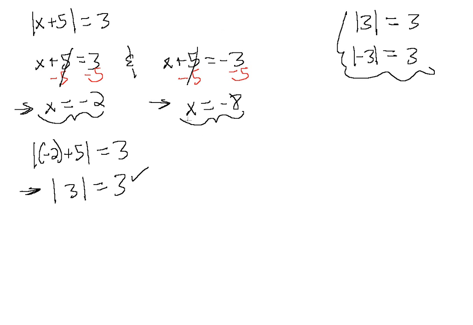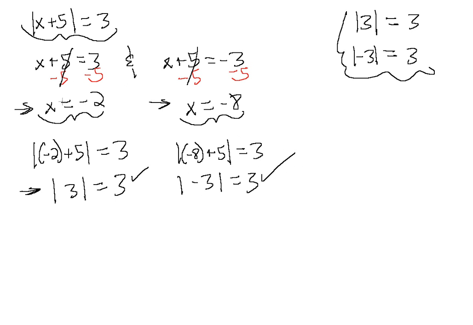All right, let's go ahead and check the other one. So let's plug minus 8 into our original equation. So we have the absolute value of minus 8 plus 5 equals 3. We're just plugging both values into our original equation and seeing if it holds true. If so, then we have a valid solution. Minus 8 plus 5 is minus 3, and we saw up here that the absolute value of minus 3 is indeed 3, so that checks out. So these two solutions are indeed valid.